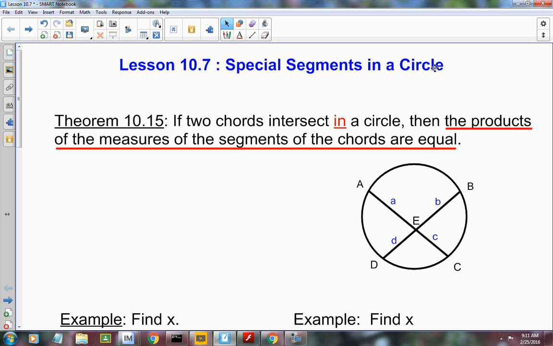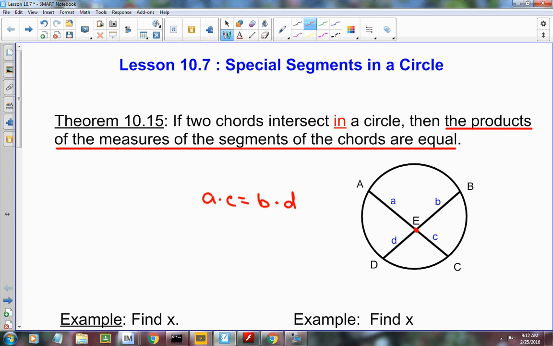Okay, so our first theorem says that if two chords intersect in a circle, then the product of the measures of the segments of the chords are equal to each other. And what that means is we've got two chords, they intersect inside the circle, okay? And when that happens, the product of the parts are equal to each other. So I'm going to take A times C, and that is going to be equal to B times D.